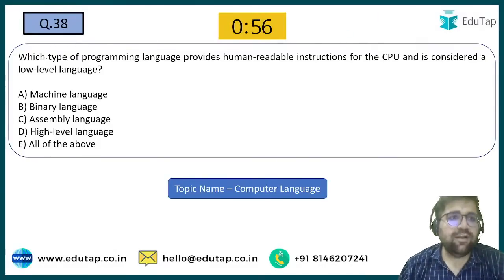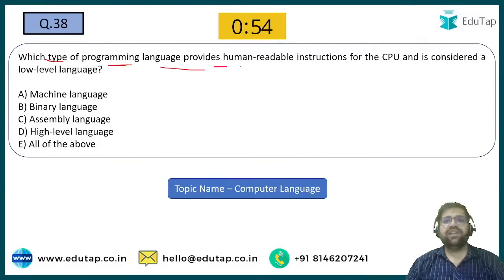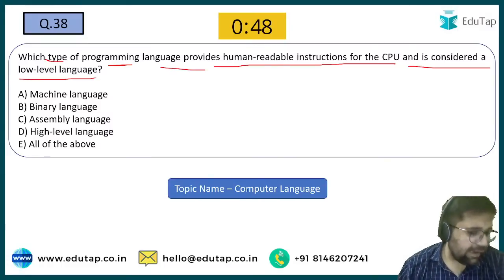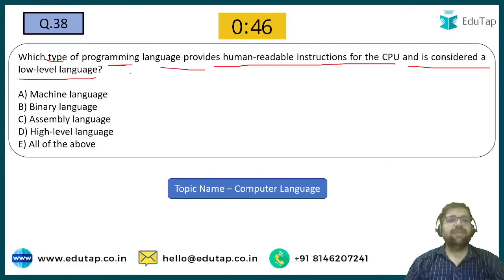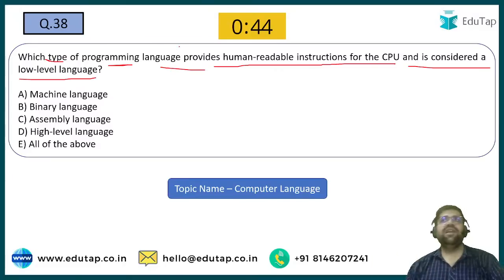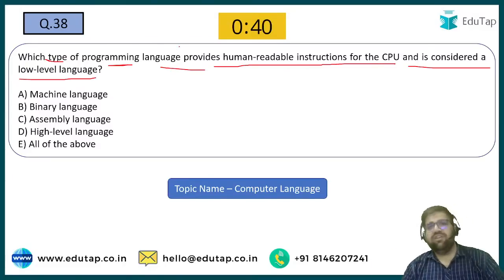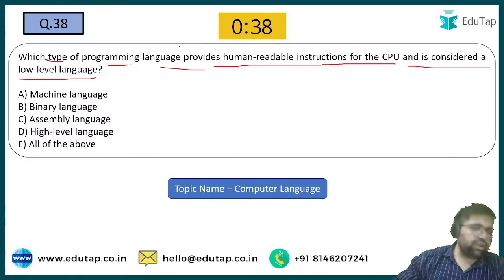Question number 38. Which type of programming language provides human readable instructions to the CPU and is considered a low level language? In certain books, mind you, assembly language is called a low level language and also a middle level language. But to a larger extent, we take assembly language as a low level language only. Chalo, question number 38. Thank you, Dinesh.